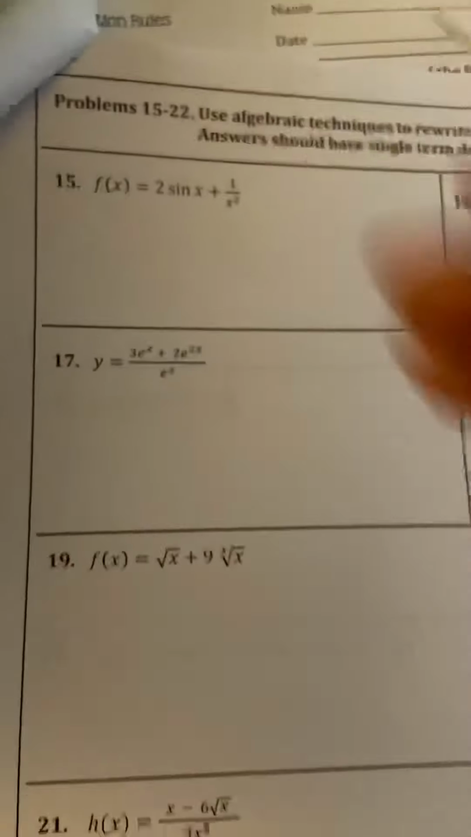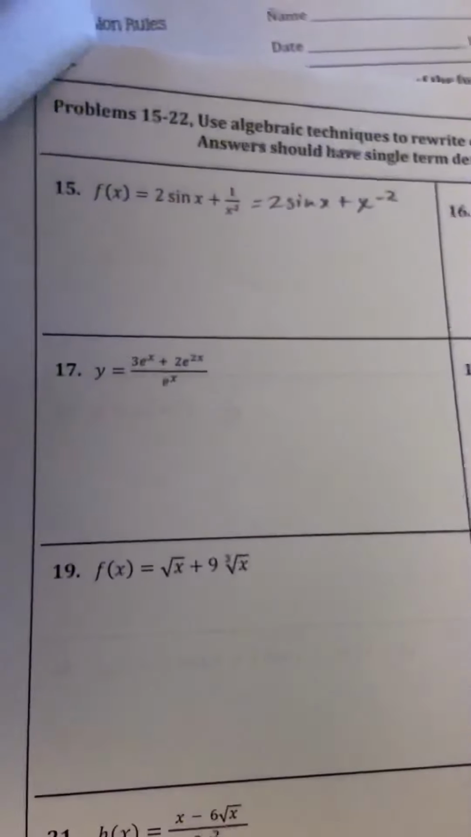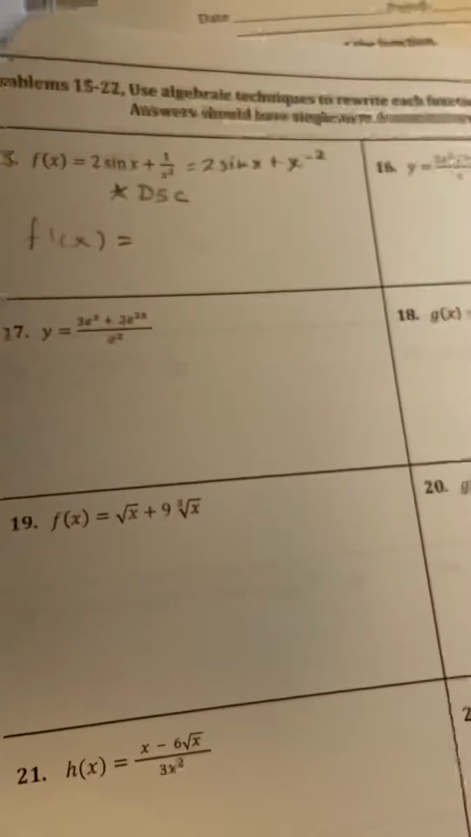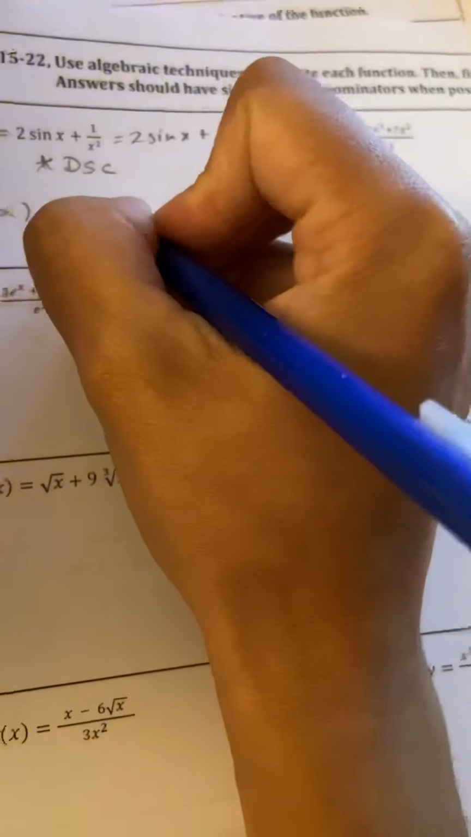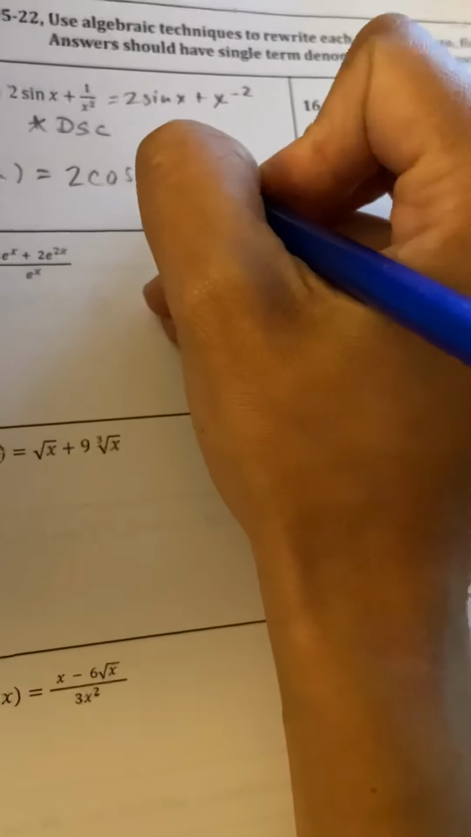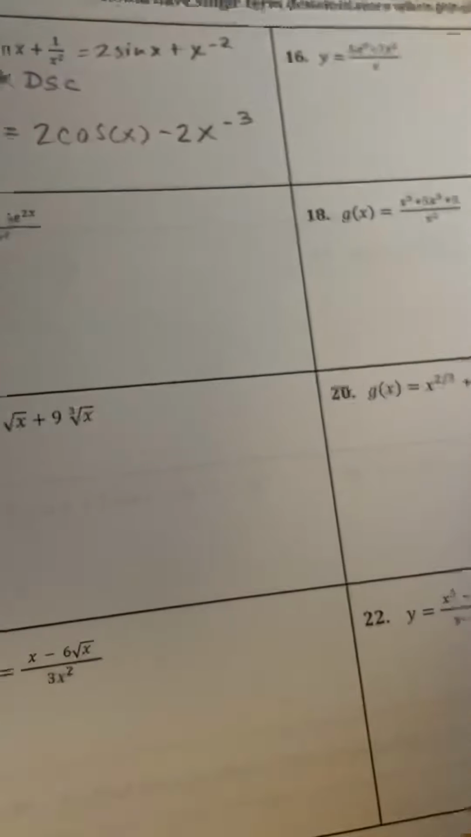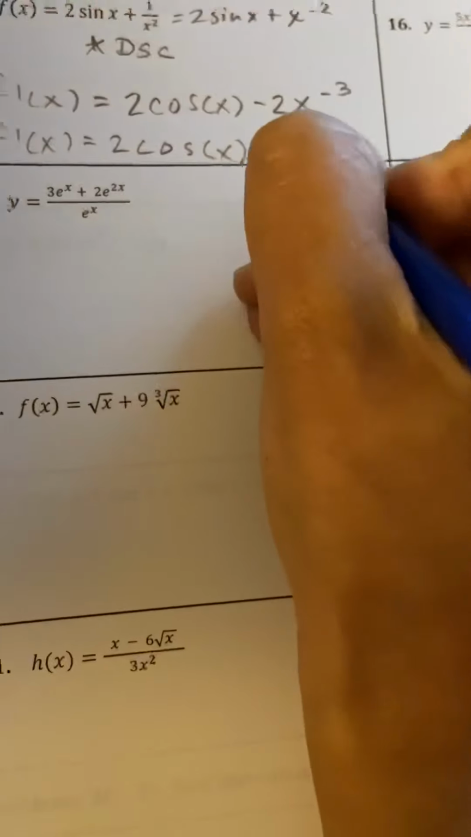Rewrite number 15. I would have 2 sine x plus x to the negative 2, because then you can just go ahead and use the power rule for the second term. And of course, you're going to use DISCO again. So let's finish it off. f prime of x will be equal to, that 2 is a constant, leave it there. Derivative of sine is cosine. Bring the exponent to the front, so minus 2x, subtract 1 from the exponent, so negative 3. Of course, we have to rewrite because that negative 3 cannot stay there. So f prime of x is equal to 2 cos x minus 2 over x cubed, and that's my answer.